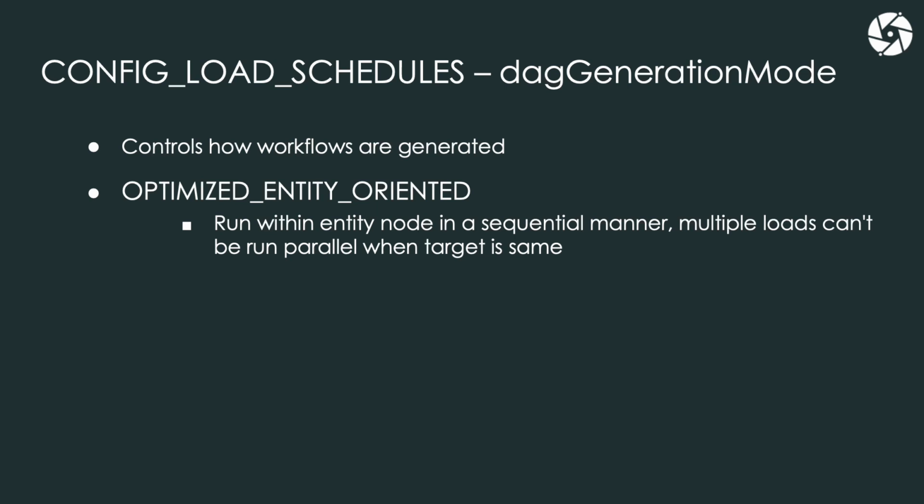This mode prevents loads from blocking each other as multiple loads into the same target cannot be run in parallel. This optimizes execution wait times caused by entity locks which consume pool slots when loads are queuing without actually doing anything. As a possible downside, loads are not visually separate in the DAGs. When opening a failed entity node, you need to search for the actual failure in the log in case there are multiple loads into that entity.